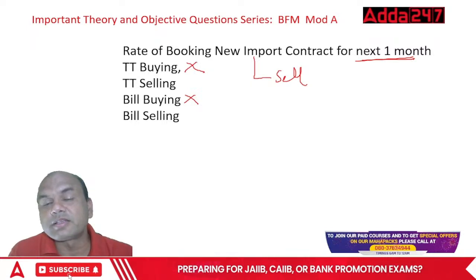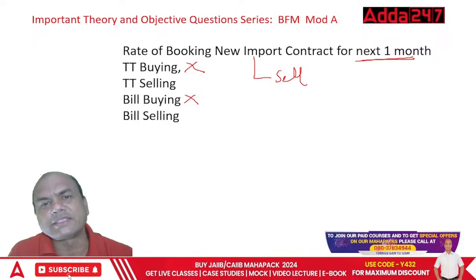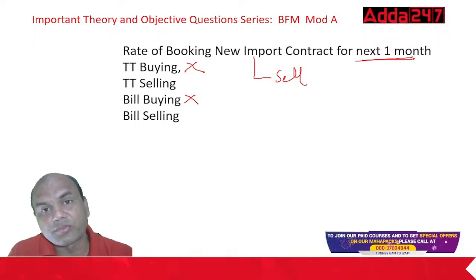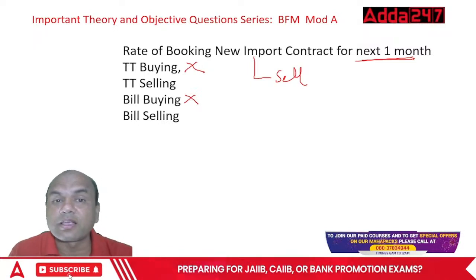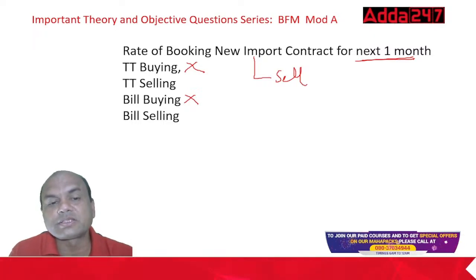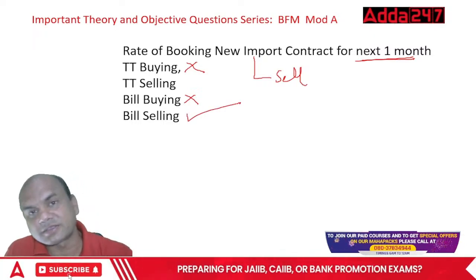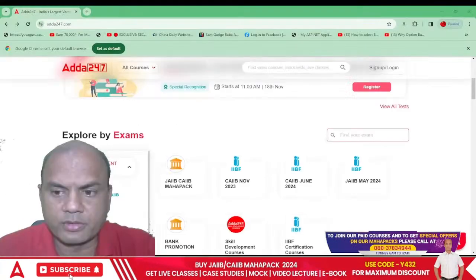Next 1 month. See here, TT is always used for spot transactions. Right now. I have to cancel the transaction right now. But next month means 1 month risk you are taking. So whenever you take the risk, it is called as TT selling or bill selling. Bill selling, correct? So that is the answer. Okay. Clear everyone? Got the concept?